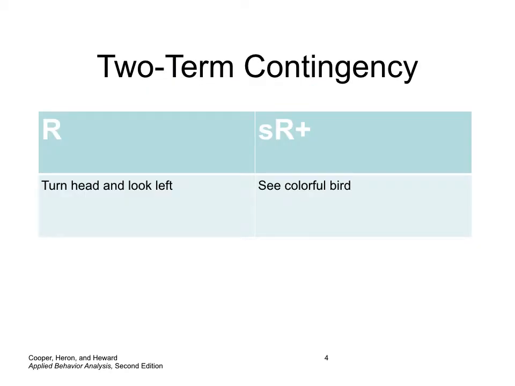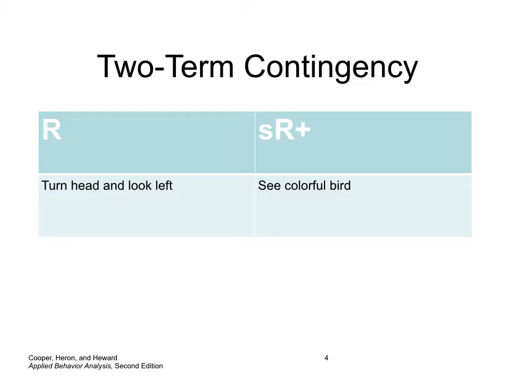Now we are seeing a figure. The R is responses or behavior, and the S R plus is the stimulus change or consequence. So a response R is followed closely in time by a stimulus change, S R plus, that results in an increased frequency of similar responses in the near future.